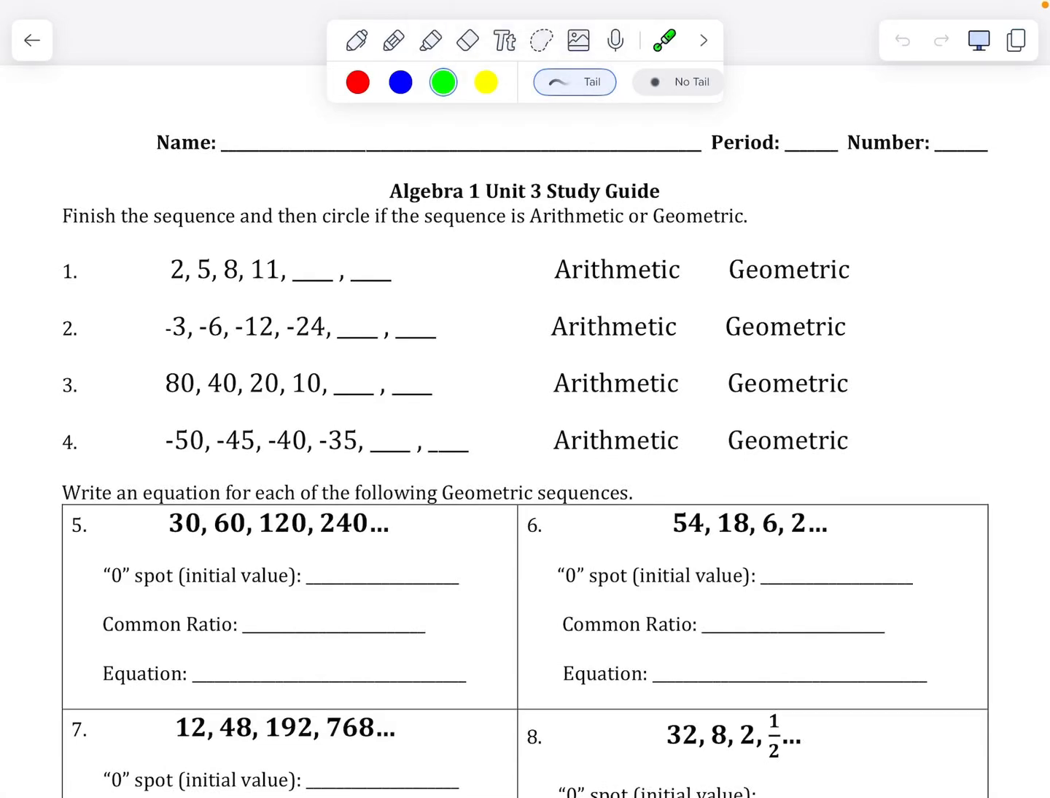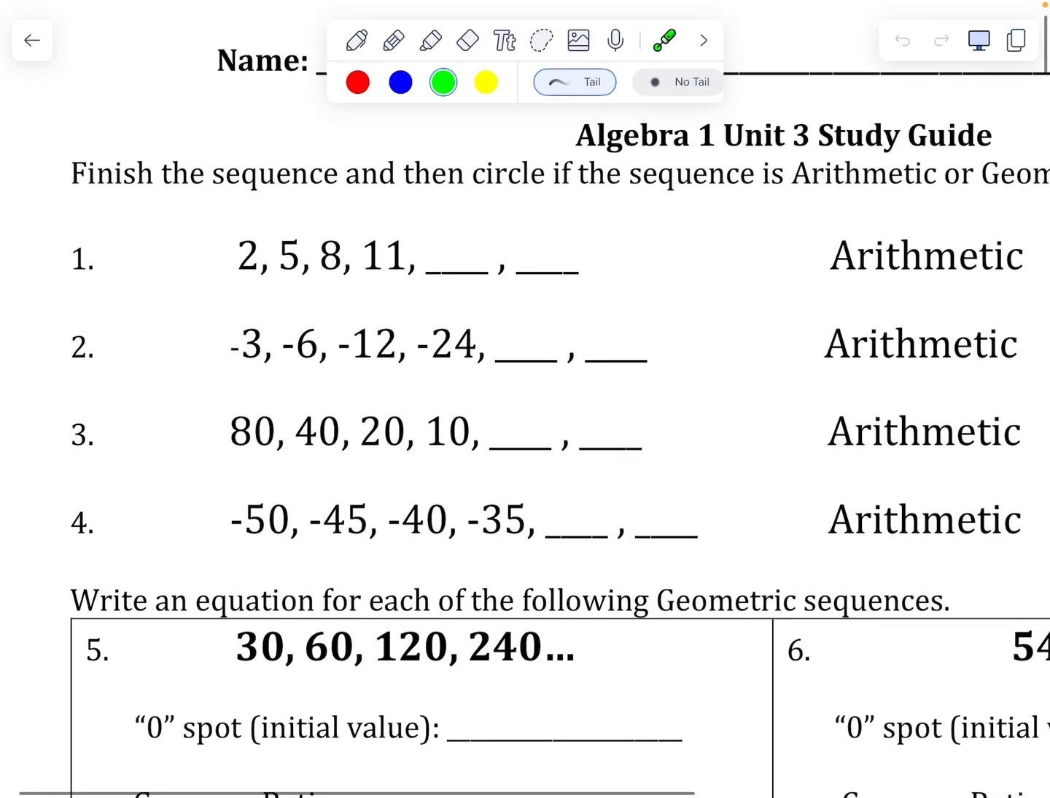Okay, so here we go. You will have questions like this on the exam, and these are going to be worth each maybe 2 to 4 points, so you don't want to miss out on them. Number 1, we've got to look at the patterns.